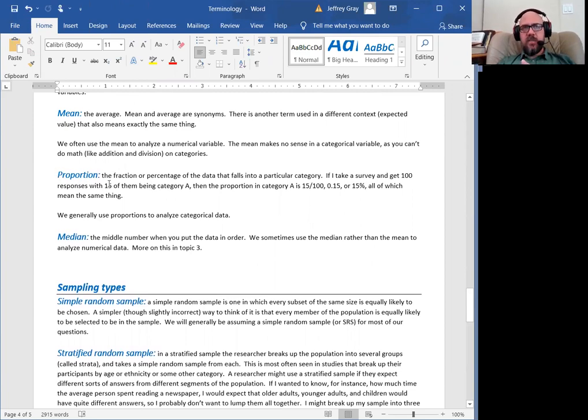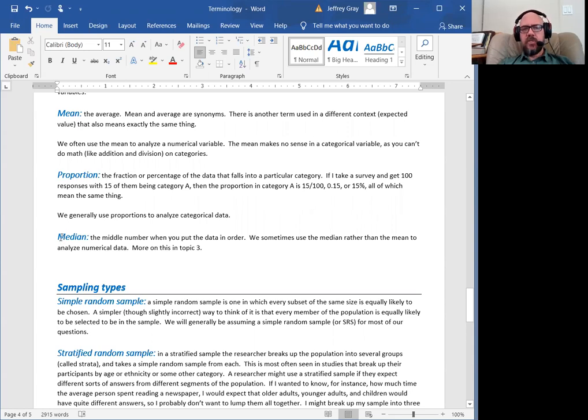Proportions don't mean exactly the same thing in statistics that they do in algebra. In algebra, a proportion is an equation that has two fractions, and that's not what we're doing here. For us, a proportion is the fraction of a categorical variable that falls into a particular category. So you could say percentage just as well, and that would be just fine. That's all proportions are. So we usually use it to analyze categorical data. It is theoretically possible to use it to analyze numerical data, but we won't do that.